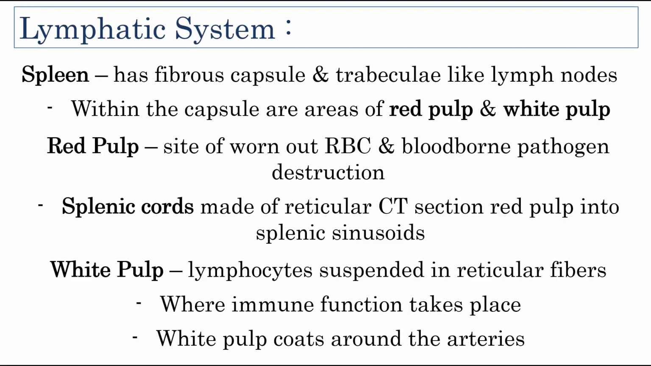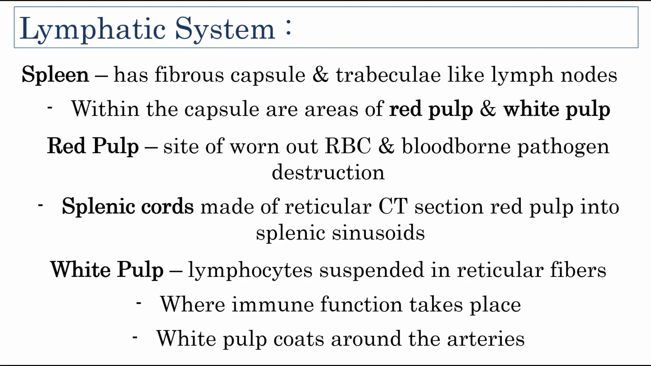The spleen has a fibrous capsule and is very similar in setup to the lymph nodes. Those trabeculae are the extensions of that fibrous connective tissue, usually reticular connective tissue, extending inward to divide the spleen up into specific areas. In the spleen, we're talking about red pulp and white pulp. Because the spleen is so blood rich, there is much more red pulp. This is the site of RBC destruction and bloodborne pathogen destruction, anything that has come along to be filtered with those red blood cells.